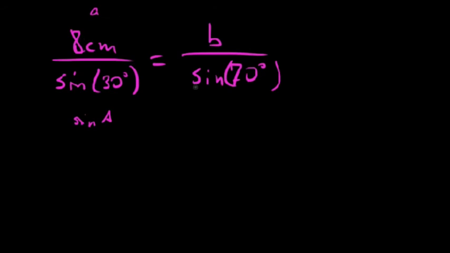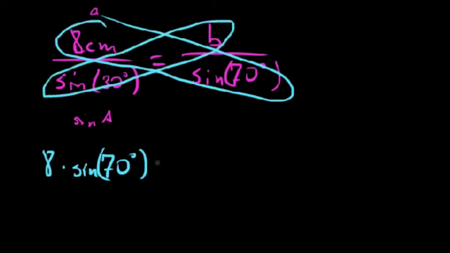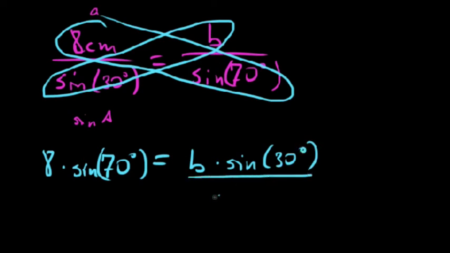We say, okay, so 8 centimeters times sine of 70 degrees, which would be this primary cross product here on the main diagonal, is equal to side length B times sine of 30 degrees. So this is B times sine of 30 degrees. Now, to isolate our B, we'll divide both sides by the sine of 30 degrees.